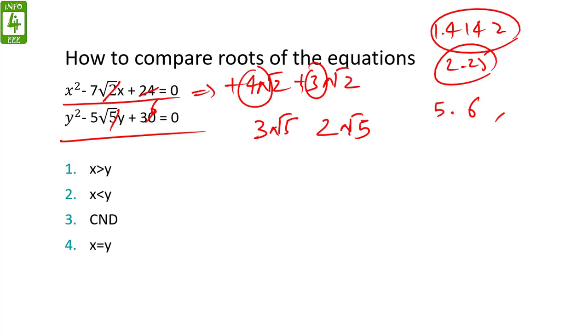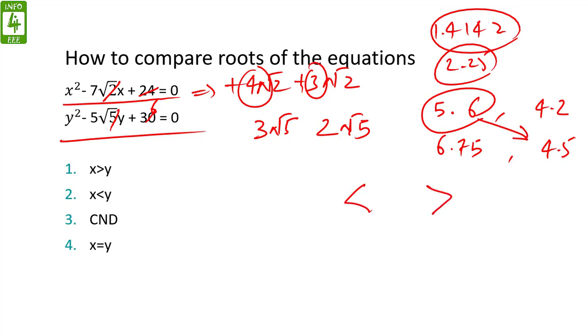Second root is 4.2, and 3 root 5 will give you around 6.75, and 2 will give you 4.5. So now you need to compare this with these two. Now if you compare 5.6 with this, this 5.6 is less than, and this 5.6 is greater than.